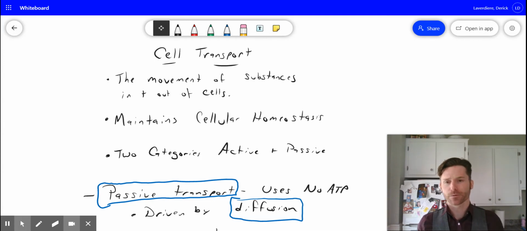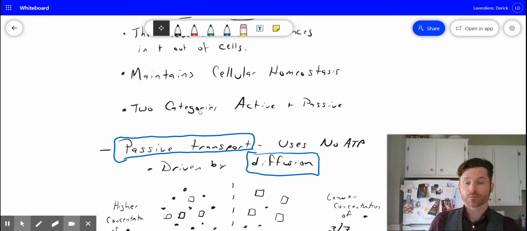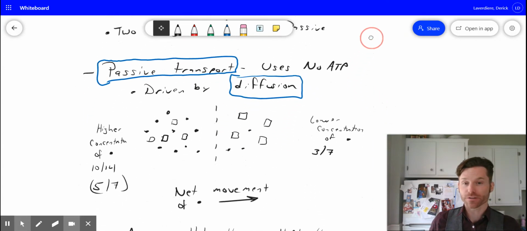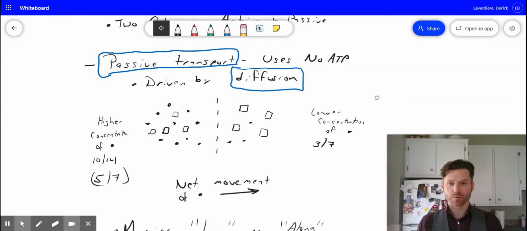But in general, this is how cells maintain the levels of the chemicals and stuff that are inside of them. There are two main categories of cell transport. There is passive transport and there is active transport. So we're going to look at passive transport first. The defining feature of passive transport is that it uses no ATP. There's no energy needed. It happens through the natural progress of diffusion.